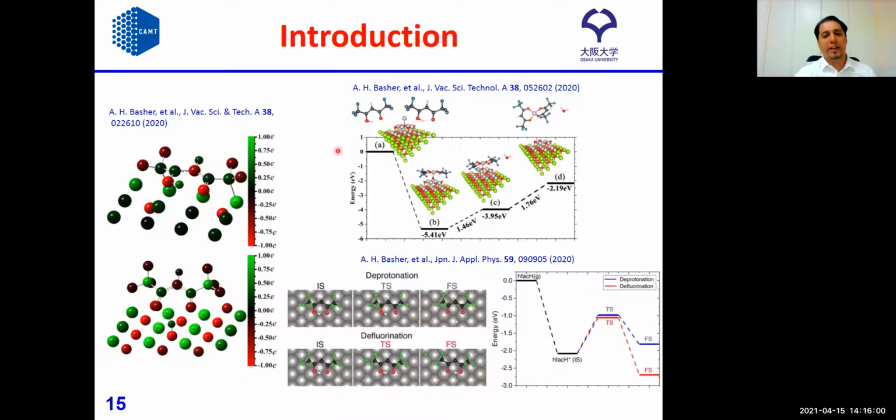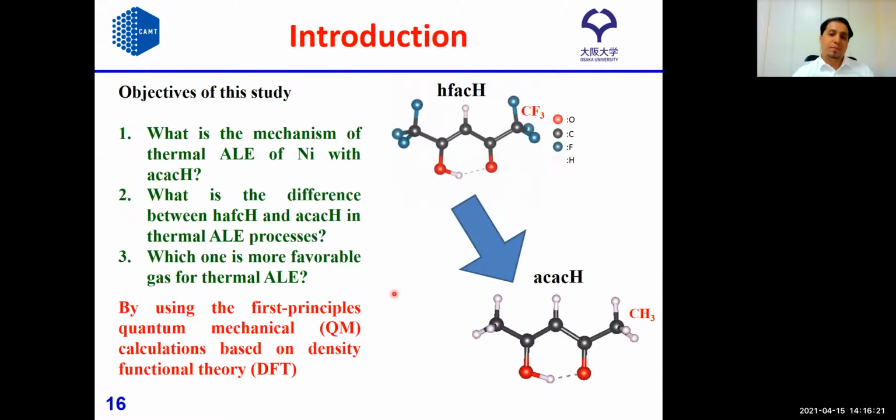Also, I have already published these three papers that explain the thermal ALE of nickel by another beta-diketone, which is hfacH. We started with a simple model, then went to more realistic models, as you can see here. As I mentioned, we have done the job for hfacH, and today we want to investigate the mechanism of thermal ALE using acacH.